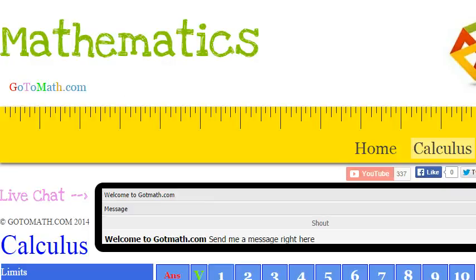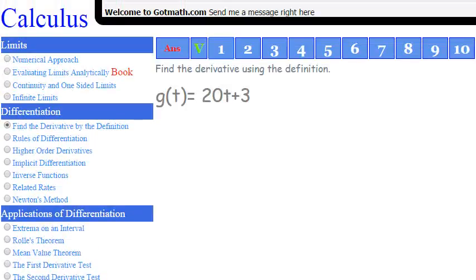Okay, we're here at gotomath.com. We're looking at some calculus. We're under find the derivative by the definition, and this is the section we're in right here. Sometimes I fail to mention that.